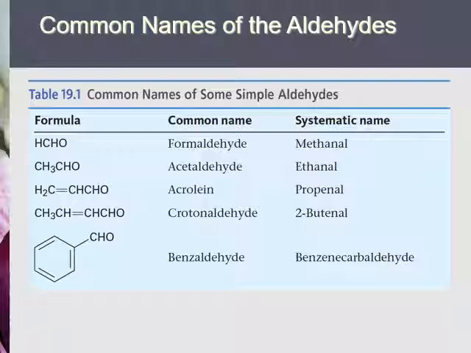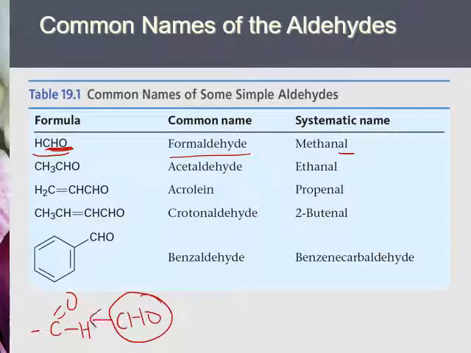Here are some common names of aldehydes. The simplest one is the aldehyde with 1 carbon, which is called formaldehyde, systematic name methanal. Note the formula CHO suggests it's an aldehyde. The structure is C=O double bond with H, and the formula is CHO, and that suggests it's an aldehyde. In comparison, if we write COH, that means it's an alcohol.